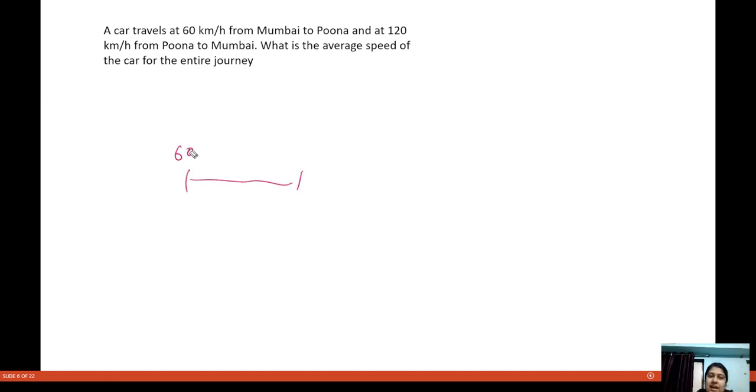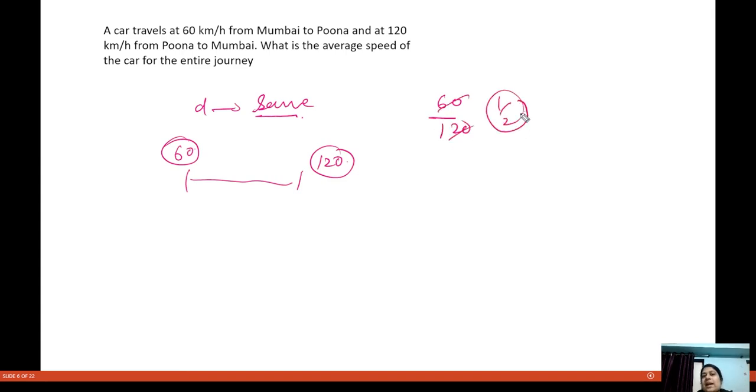At one end you have 60 kilometer per hour, at another end you have 120 kilometer per hour. The distance traveled is the same in both the cases. Now let us calculate the ratio of the speed. The ratio of the speed is 1 is to 2. So when we calculate, the value of the time will be how much?